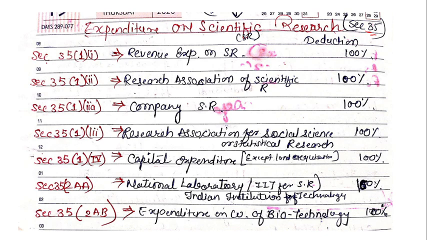Okay, so here are some deductions. Section 35(1), subsection 1: revenue expenses on SR, scientific research, then you will get a 100% deduction. In any case of scientific research, if you read the words scientific research, then you will get 100% deduction under section 35.